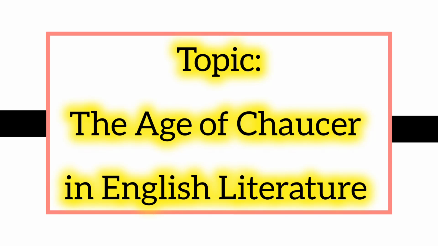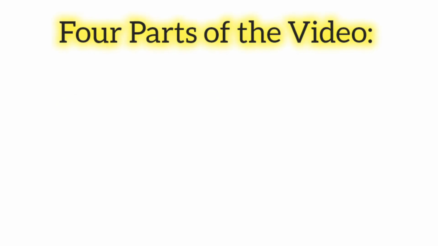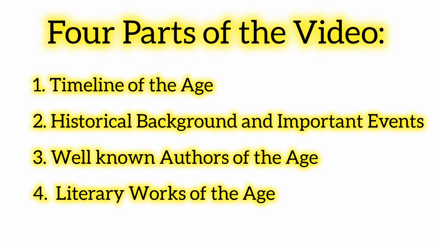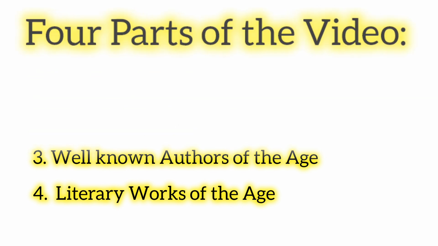In today's video, we will learn about the Age of Chaucer, which is called a golden period in English literature. There are four parts of this video. Number first is the timeline of the age. Number second will be historical background and important events of the age. And number third will be well-known authors of the age. And number four will be literary works of the age. So without wasting your precious time, let's begin our video.